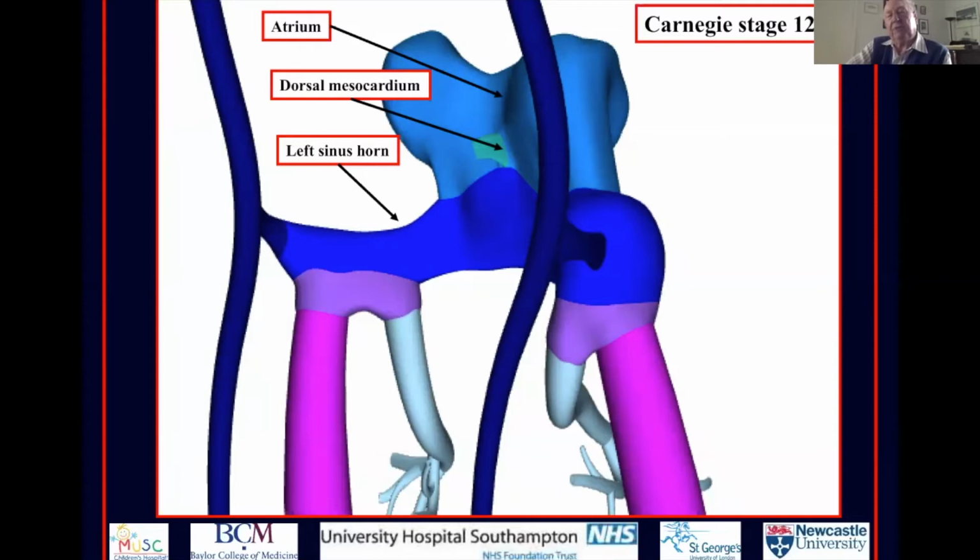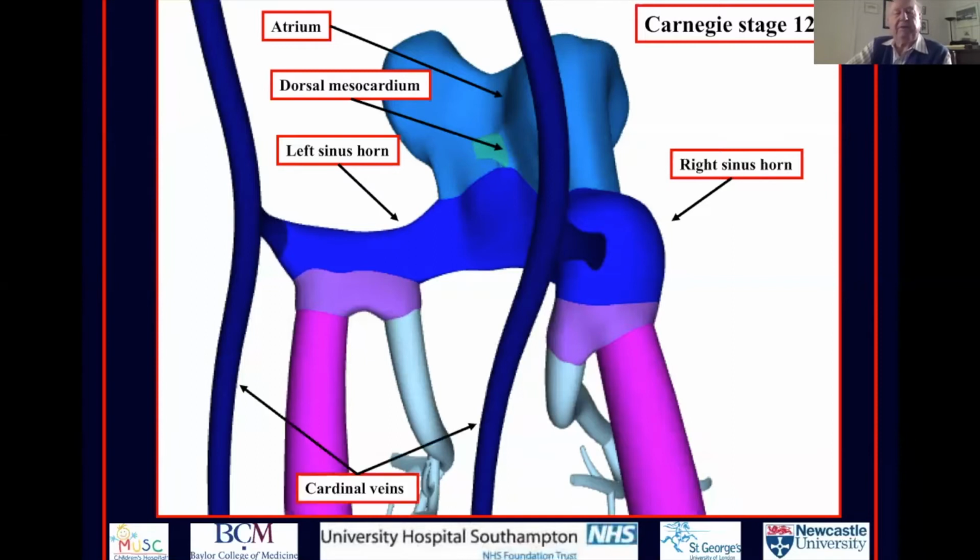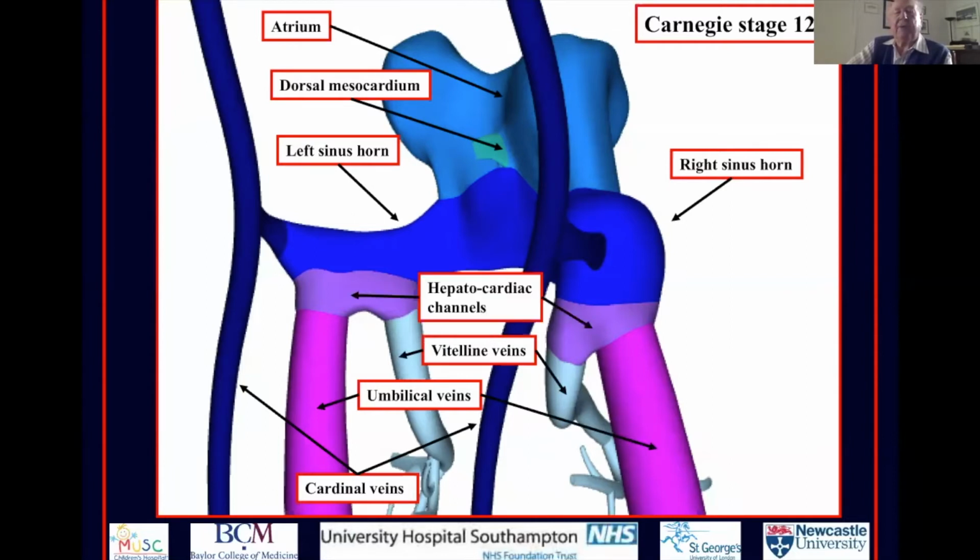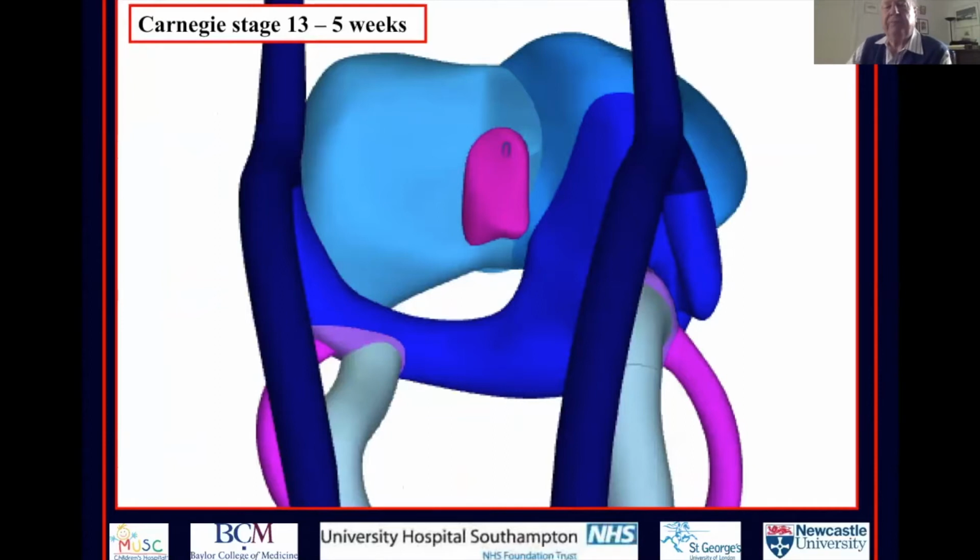We can now distinguish these symmetrical venous inflows in terms of the left sinus horn, the right sinus horn, and now on each side, the cardinal veins have attained their connection to these venous inflows. The umbilical and the vitelline veins still come together through the hepatocardiac channels. So here we have the symmetry of the venous inflows with the venous return from both sides of the body coming on either side to the sinus horns, that then in turn drains symmetrically into the developing atrium.